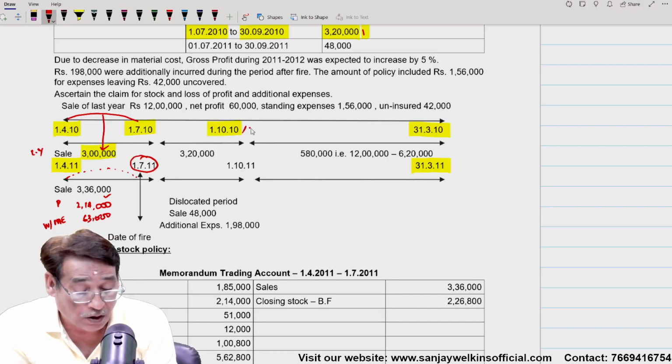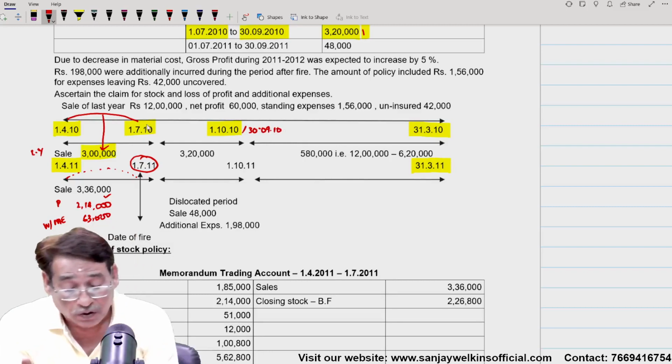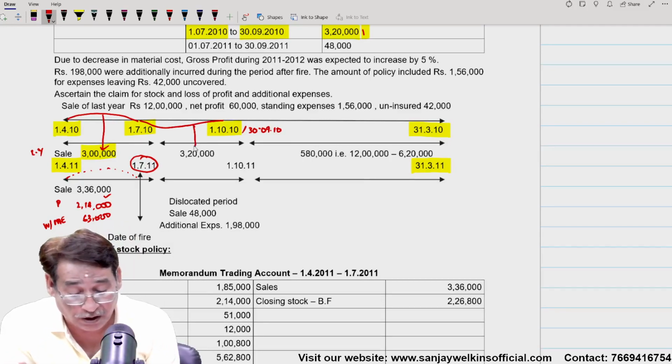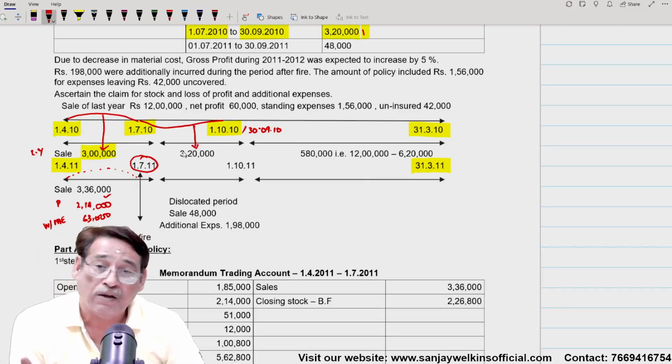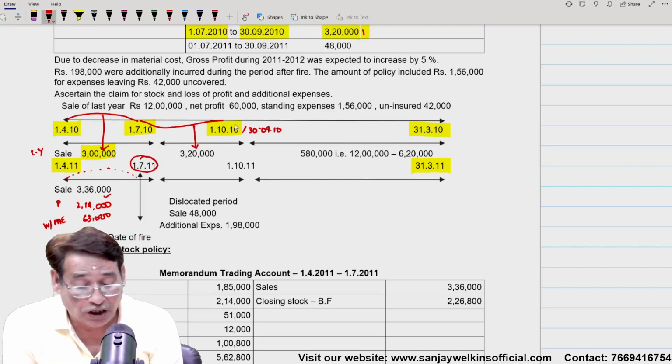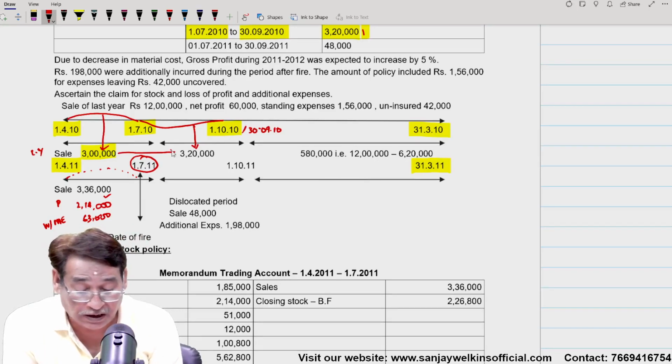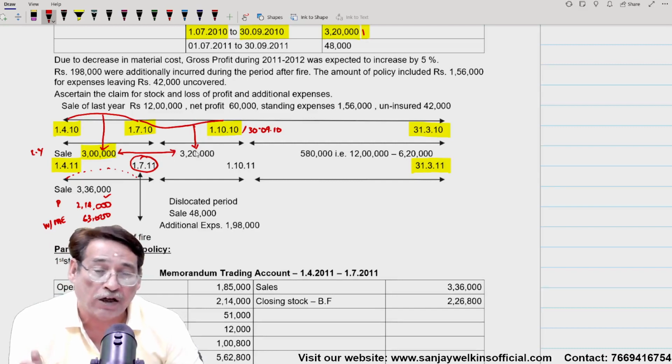1/10 or 30th of September 2010 will be considered as same date. So from 1st of July till this particular date, your sales amounted to 3,20,000. That means from 1/4/2010 till this particular date, 6 months have passed, and during the 6 months, your sales in the last year will be equal to 6 lakh plus 3,20,000, that is 6,20,000.